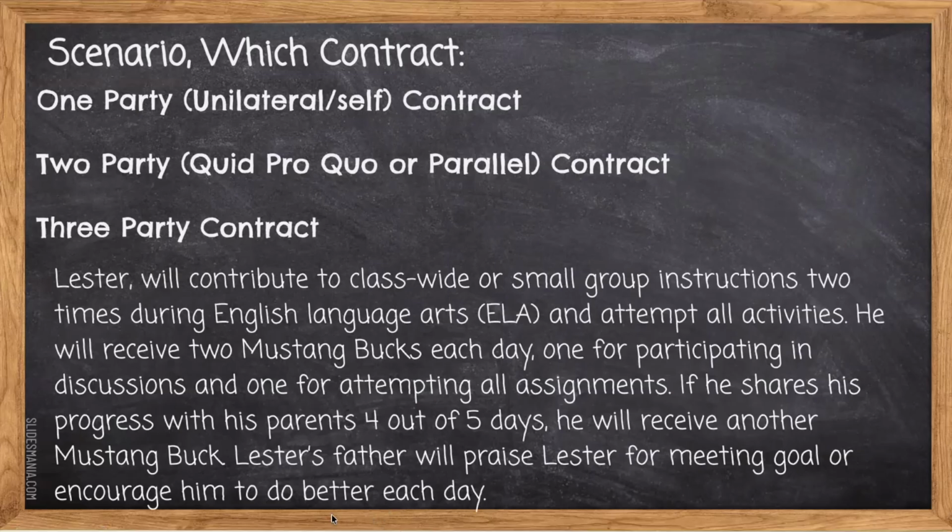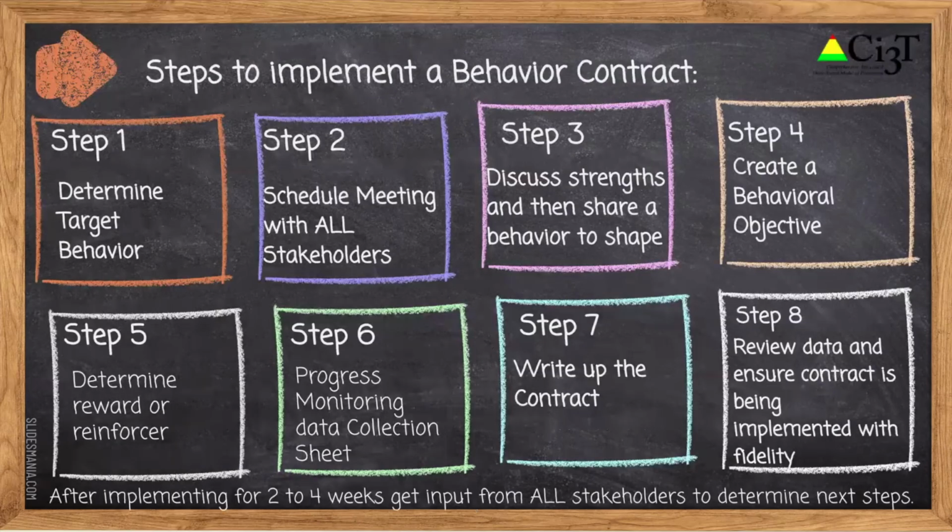Yes, thank you. Awesome job. It is a three-party contract because, of course, it has the student, it has the teacher, and it has the parents. The parents are also going to either praise or encourage him the next day. So, yes, it is a three-party contract. Thank you. So now let's briefly look at the steps to implement a behavior contract. And there's one final step up here, step 9, but I just left it as something that we'll bring up here at the finish.